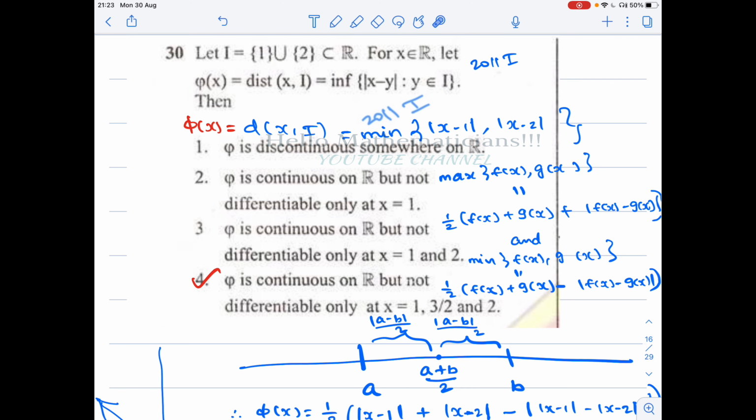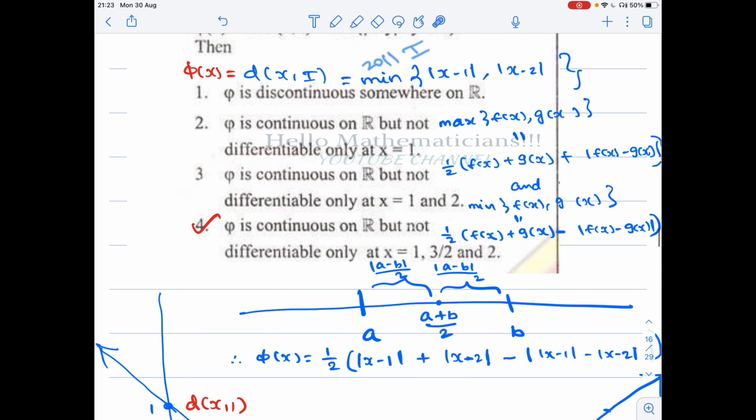We have a nice formula for the maximum and minimum of two functions. The maximum of f of x and g of x equals 1 by 2 times f of x plus g of x plus mod f of x minus g of x. Similarly, the minimum of f of x comma g of x equals 1 by 2 times f of x plus g of x minus mod f of x minus g of x.